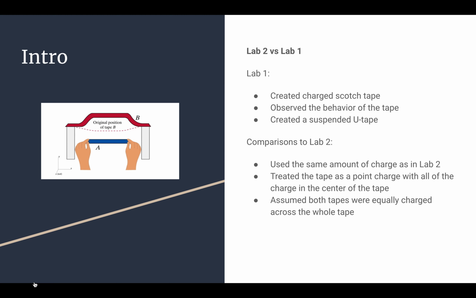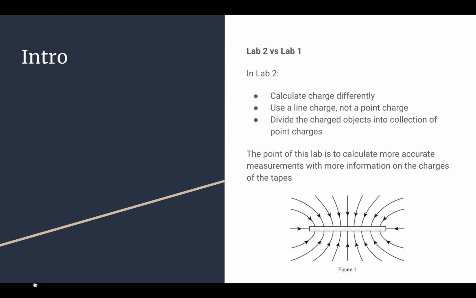However, in Lab 1, we treated the tape as a point charge with all of the charge in the center of the tape, and all of the calculations only took into account the center of the tape, and we assumed that both tapes were equally charged across the whole tape. However, in Lab 2, we're going to calculate this charge differently. We're going to do this by using a line charge rather than just a single point charge.